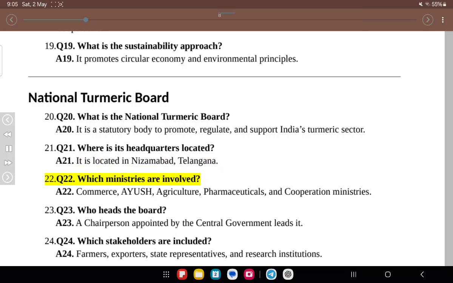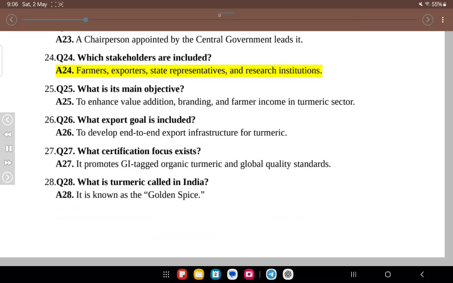22. Q22. Which ministries are involved? A22. Commerce, Ayush, Agriculture, Pharmaceuticals, and Cooperation Ministries. 23. Q23. Who heads the board? A23. A chairperson appointed by the central government leads it. 24. Q24. Which stakeholders are included? A24.